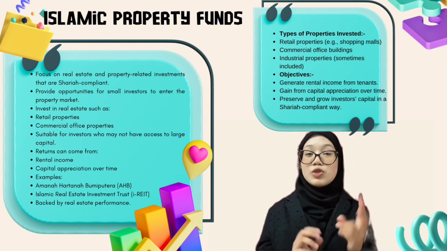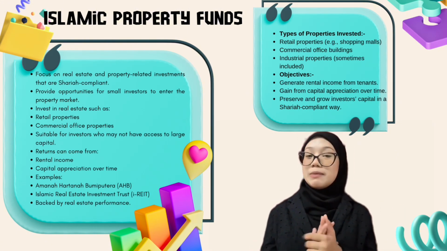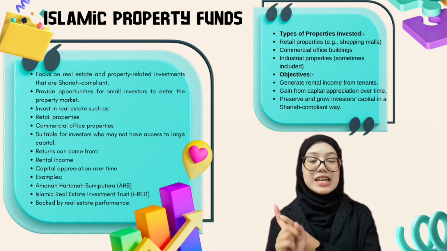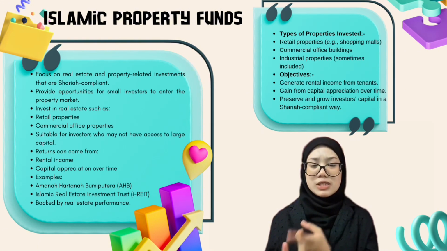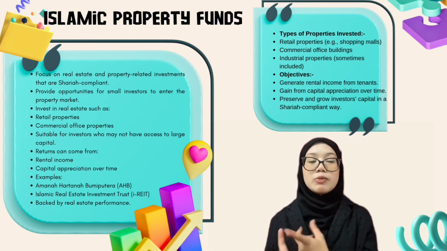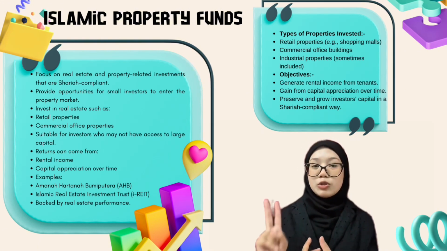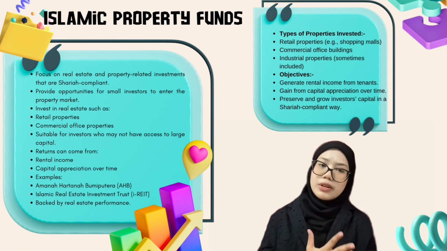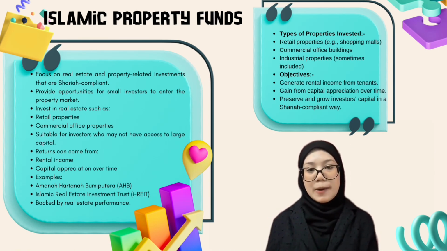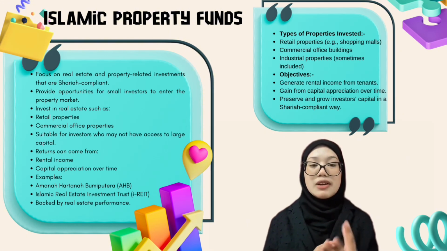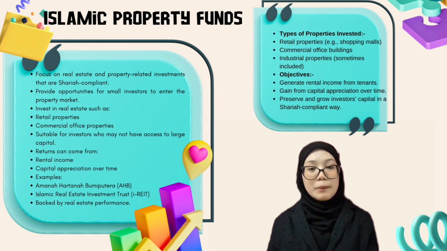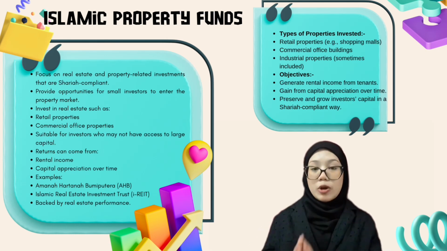As examples, two popular Islamic property funds in Malaysia are number 1, Amanah Hartanah Bumiputra (AHB), which is specifically for Bumiputra investors, and number 2, Islamic Real Estate Investment. Last but not least, these funds are backed by the performance of real estate, which makes them a relatively stable and tangible investment compared to other high-risk options.